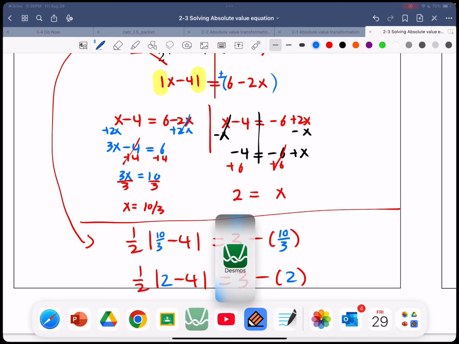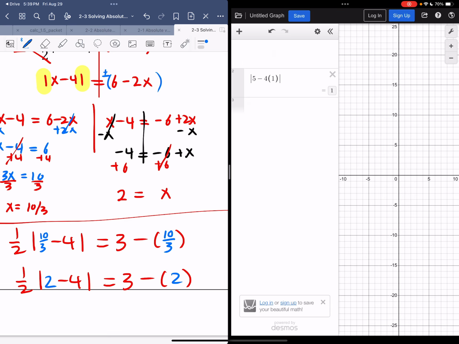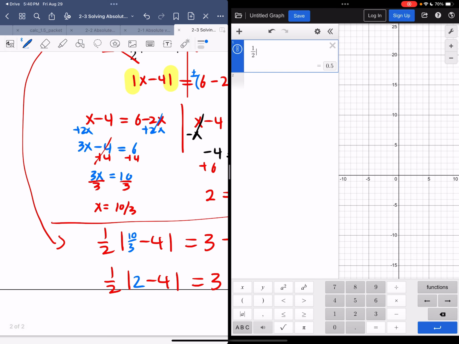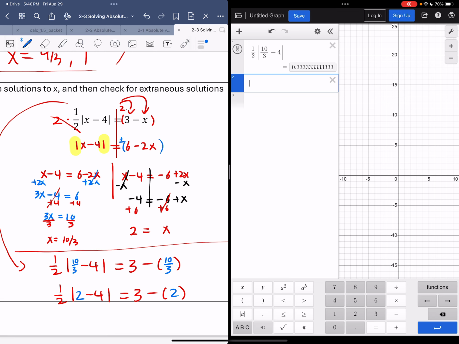Now let's see decimals. I have 1/2 absolute value of 10/3 minus 4, that's it, and then I got 3 minus 10/3. Do you see the top one is 0.333, but the bottom one is negative 0.333. So this is extra in your solution, which means it's a fake answer.